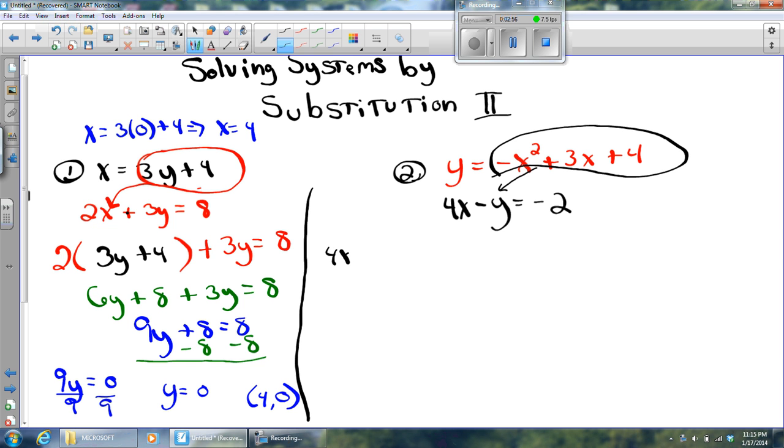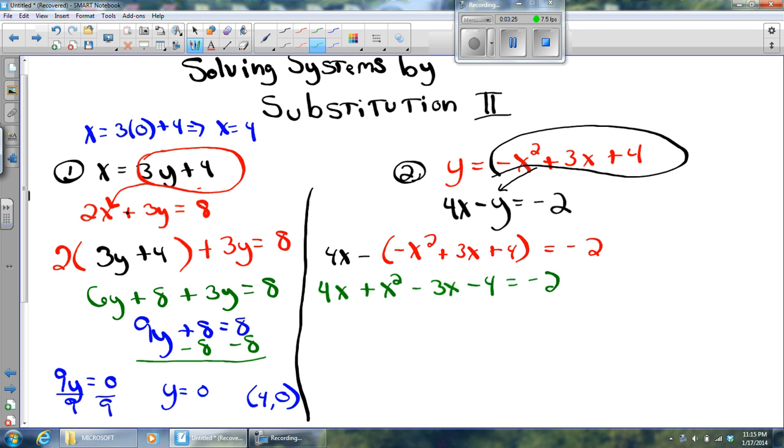I'm going to have 4x minus the quantity of negative x squared plus 3x plus 4, and that's going to equal negative 2. Now I have to distribute the negative, right? It's like a negative 1 times all these groups. So I'm going to have 4x plus x squared minus 3x minus 4 equal to negative 2. I'm going to write this in descending order, so my x squared is going to come first. I have 4x minus the 3x, well that's a plus x. I have a negative 4 equals negative 2.